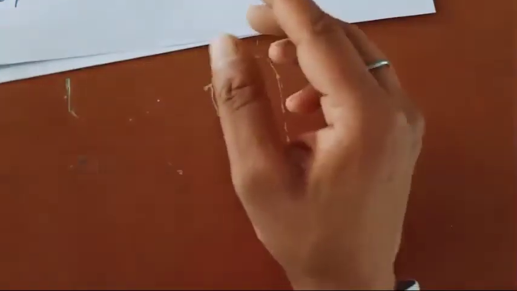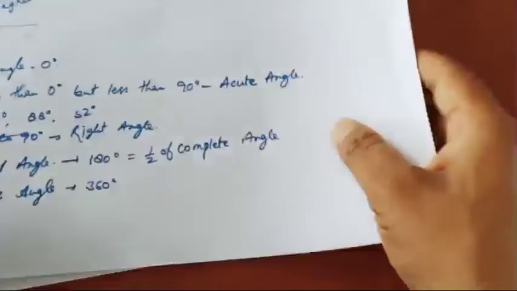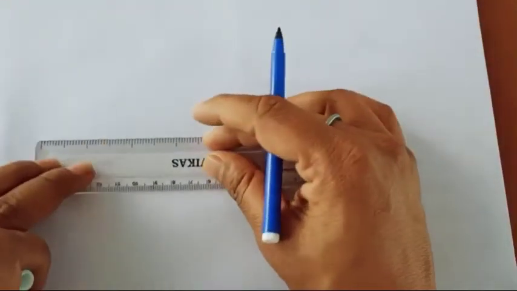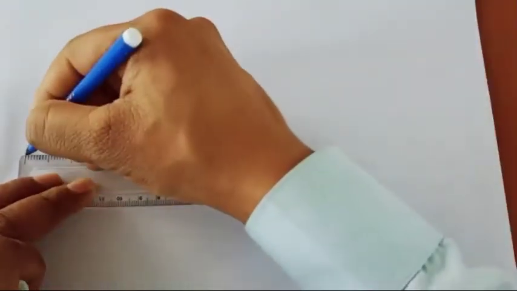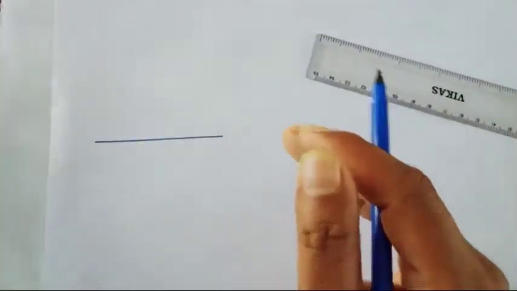Let us see how to draw an angle. So suppose we want to draw an angle of 50 degree. So see here. First of all, we will draw a line. I am using the scale so that you can see it clearly. I am going to draw a 50 degree angle. So first of all, I will draw a line. I have drawn a line. Now you can see I have drawn a line segment.